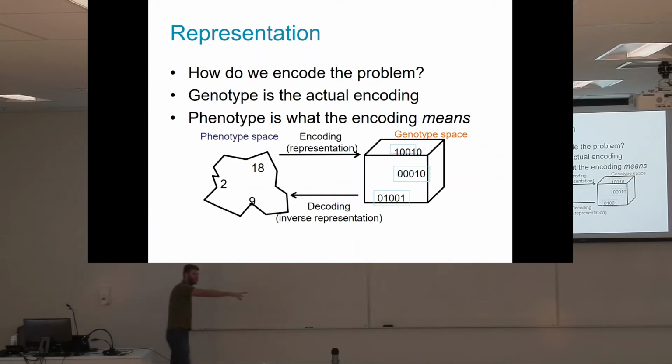So we have the phenotype space and the genotype space. We are encoding something.